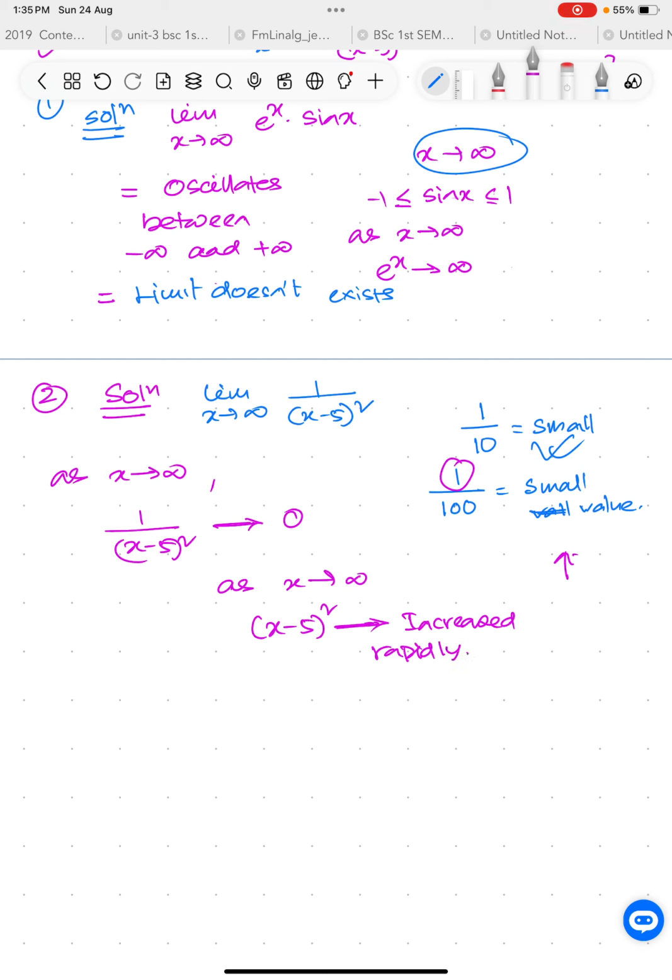As this value increases rapidly, and we are dividing 1 by this value (x minus 5) whole square, on doing so, as x approaches infinity, this value is going to be 0. So therefore the value of this limit will be equal to 0. So in this way you can solve this problem.